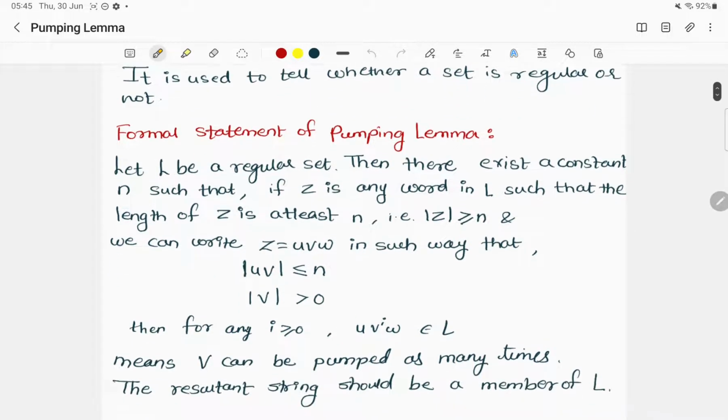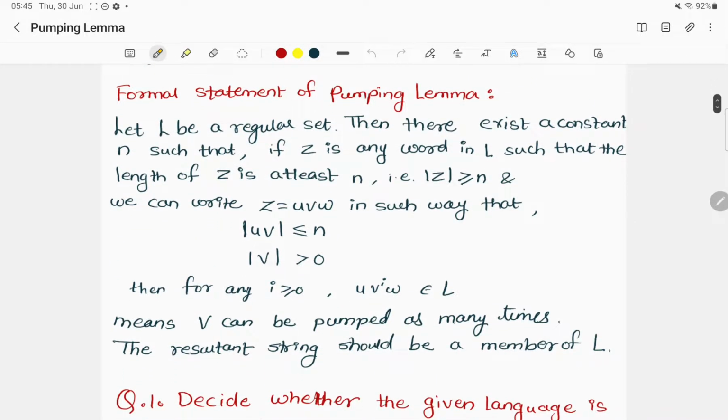So what is the formal statement for the pumping lemma? Let L be a regular set, then there exists a constant n such that if Z is any word in L, such that the length of Z is at least n, meaning minimum n and maximum anything. So if I say n is 5, the length of that word will be minimum 5 or more. Then I can write that word or string Z as UVW.